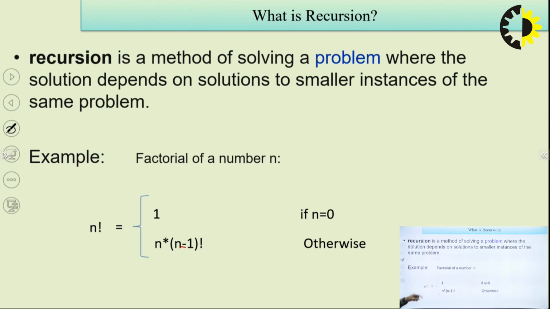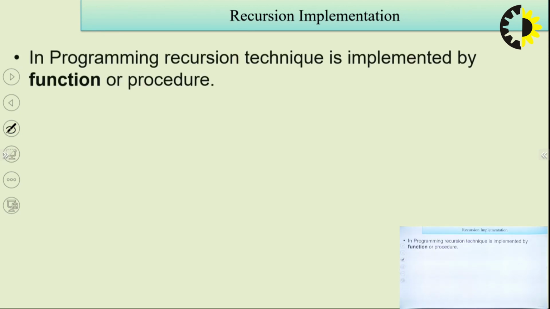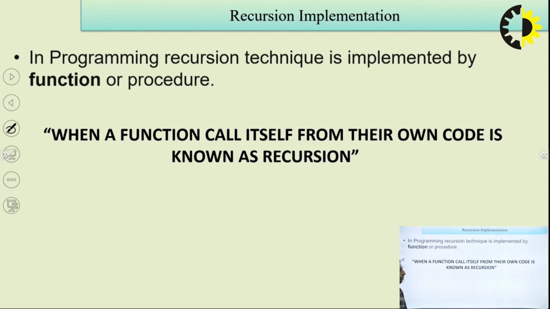This is the basic concept of recursion, which is applied in mathematics also, and our task is to convert this problem into programming. So, how to convert this into programming, means how to implement recursion in programming. In programming, the recursion technique is implemented by a function. We all know the function. So, with the help of a function we implement recursion. Means when a function calls itself from its own code, it is known as recursion.